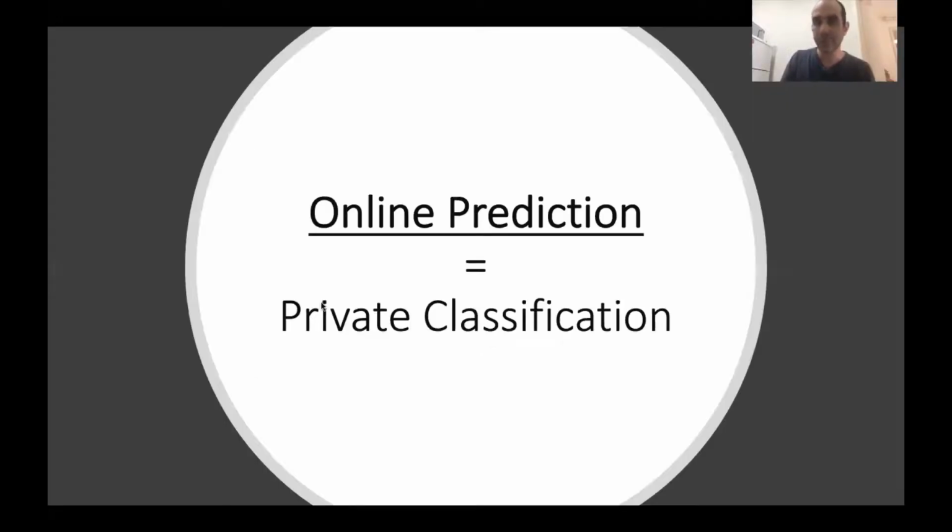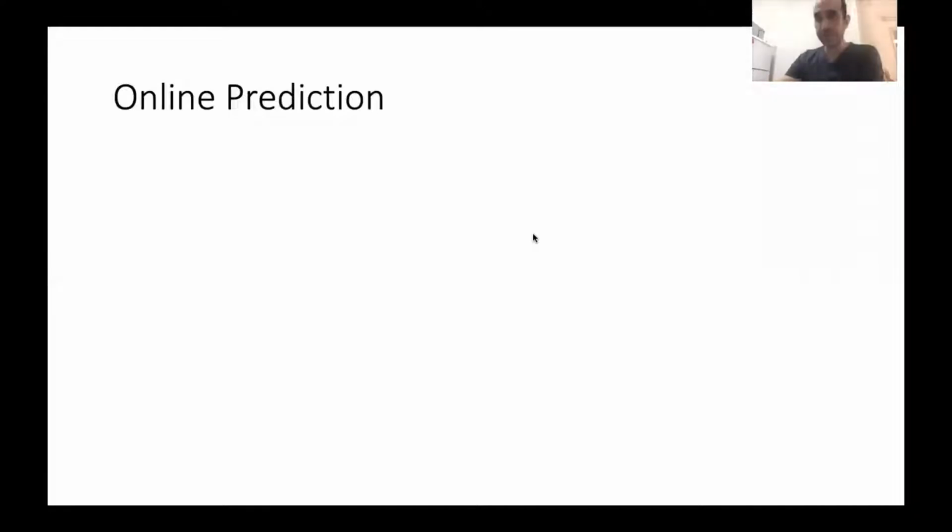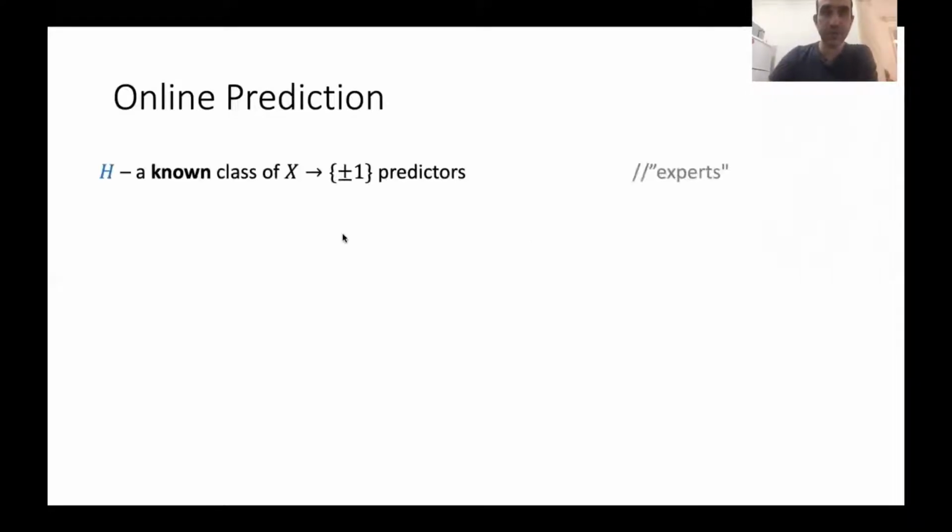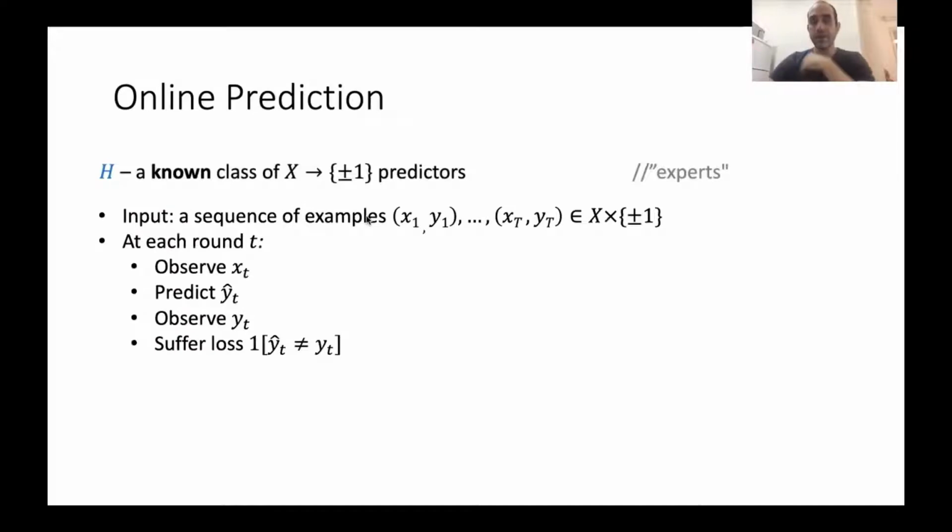So let us begin with understanding the first side of this equivalence. What is online prediction? We consider the setting of prediction with expert advice. Here we assume a fixed class H of experts. Each expert is a Boolean function. And the goal is to design an algorithm that is given, in a sequential manner, a sequence of examples (x_i, y_i), and that in each round it first observes the unlabeled example, then it guesses the label, and then it observes the true label. And the goal is to compete with the best expert in the class.